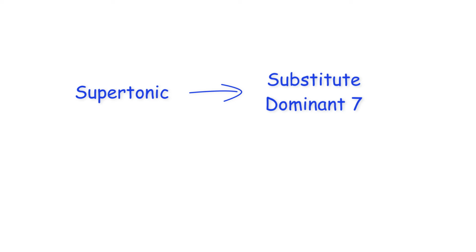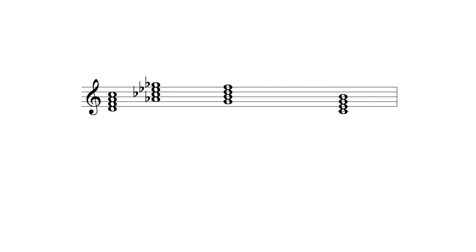Often, the supertonic chord of the substitute dominant seventh chord is also either implied by a soloist or is present in a tune's progression. In our example, an A-flat minor seventh chord can be used over or instead of the D minor seventh supertonic chord.